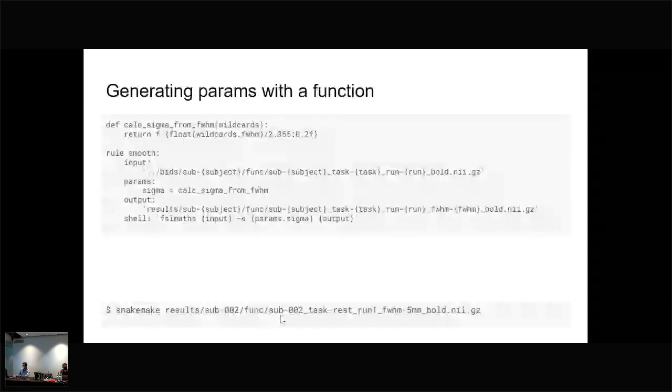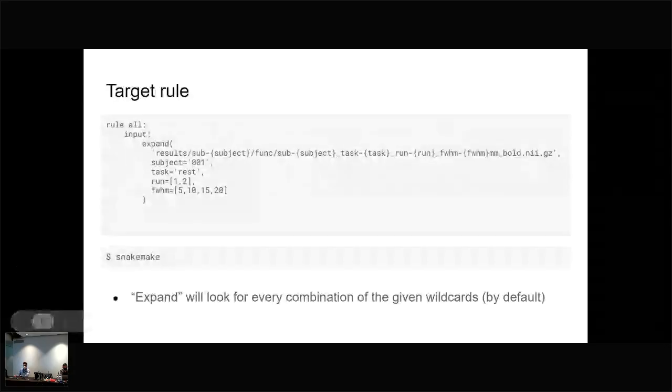So what we can do now is specify a new rule that includes all the subjects that we know we have, and all the tasks that we know we have, and all of the runs we know we have, and whatever smoothing factors we would like. And so that's what we're doing here. By convention, these rules are called all, and we put them at the top of the snakefile, and that gets run by default.